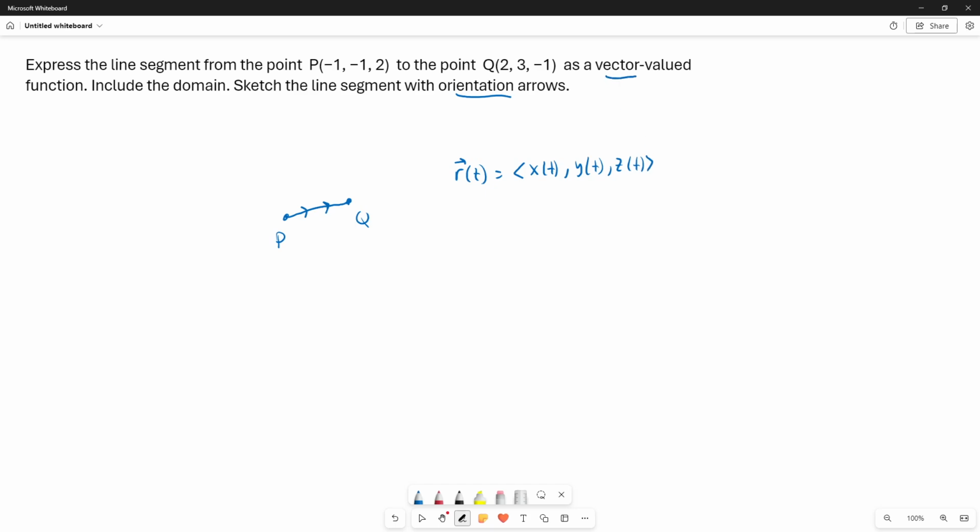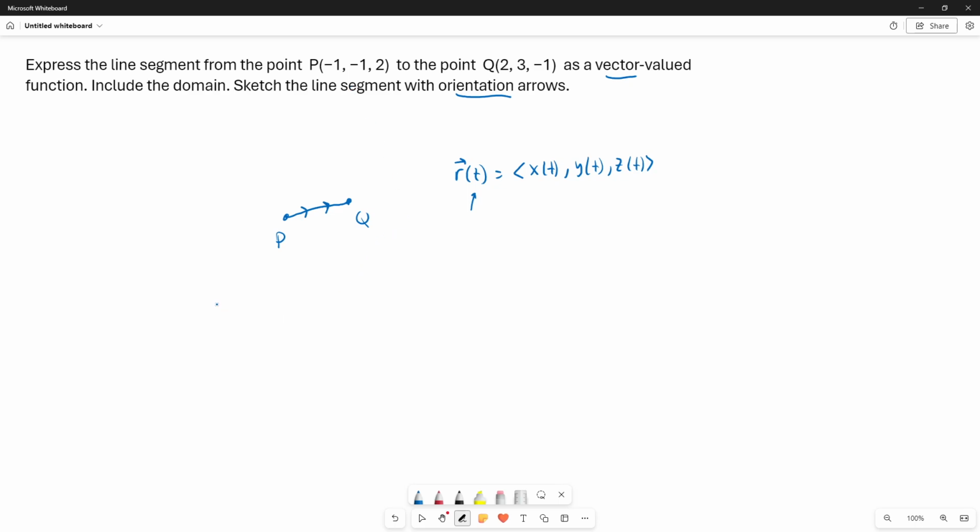This is a vector valued function of the variable t. T is the input, and the output is essentially three functions, x, y, and z, that then form a vector in space. And x, y, and z are going to be the components of the line segment. So we can figure that out from thinking of, let's say, the vector form of a line.